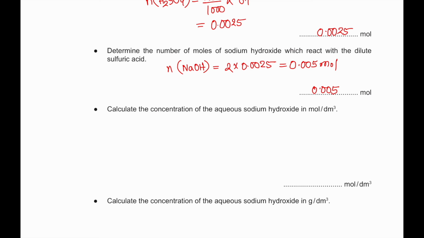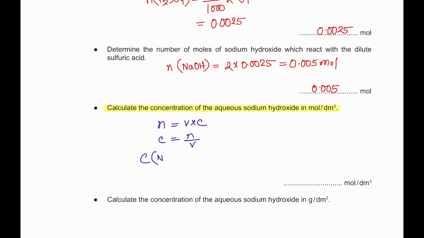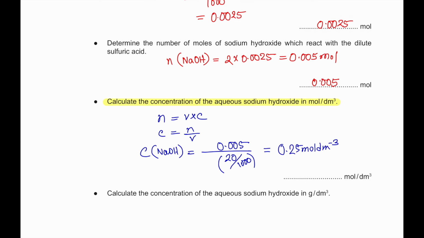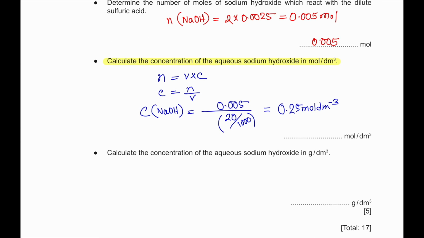The next thing, calculate the concentration of aqueous sodium hydroxide in mole per dm³. So we know the formula, number of moles is equal to volume into concentration. Now we require concentration, so it will be number of moles divided by volume. Now we want to find out the concentration of NaOH. So number of moles is 0.005 divided by 20 over 1000, because we want to convert it into dm³. So 0.25 mole per dm³.